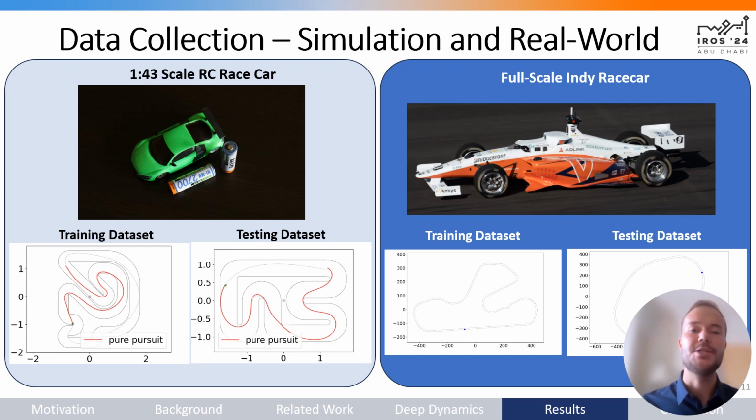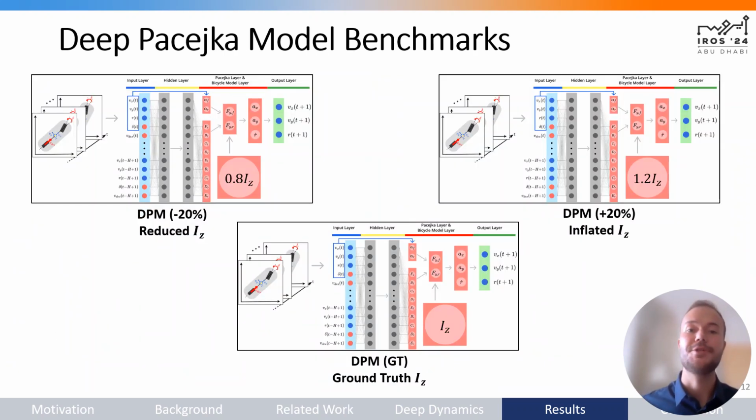Now, we wanted to benchmark our approach against the Pacejka model, but as I mentioned, the Pacejka model assumes that the vehicle's moment of inertia is known. So we wanted to test 2 different cases here. The first case is when we give the Pacejka model the ground truth moment of inertia. This is known in the simulation environment. It's a parameter that we can configure. And on the real vehicle, we have an estimate that the vehicle manufacturer gave us, so we can give that to the deep Pacejka model as well.